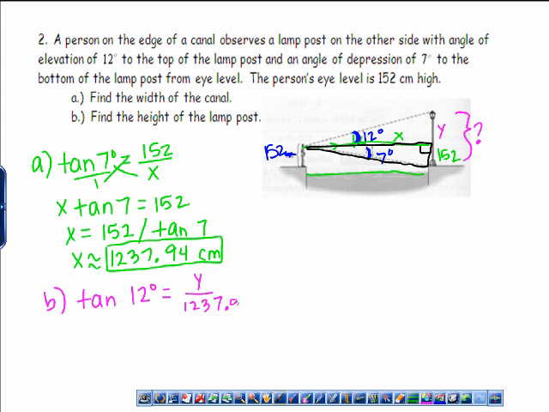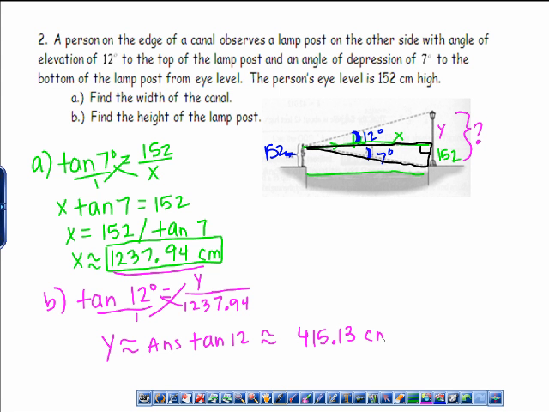1237.94. Now, to keep your answer extremely accurate, you would not really want to ever retype this number, but you would want to use the second answer feature. Okay, so what I mean is y is going to be approximate to the second answer, being 1237.94 times tangent of 12. And so that gives us 415.13 centimeters. Now again, that's not the whole lamppost, it's just the top part, so we need to add 152.